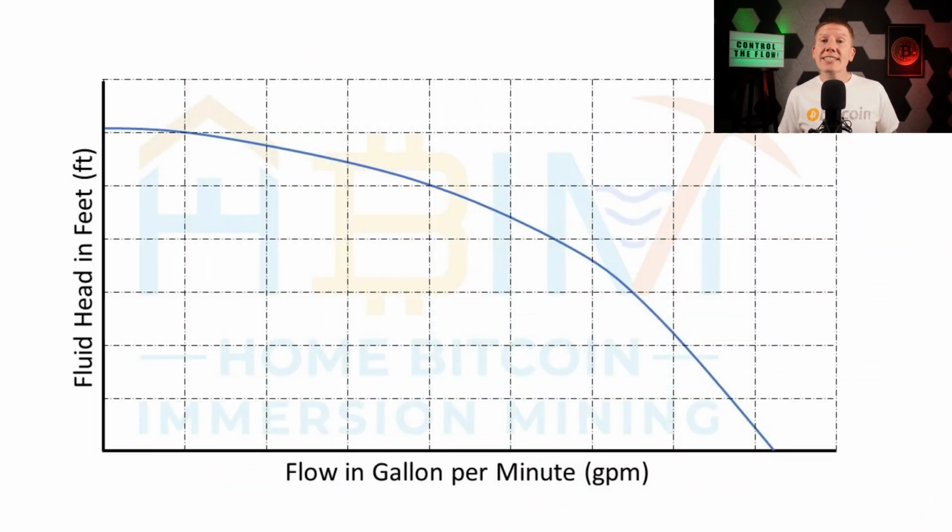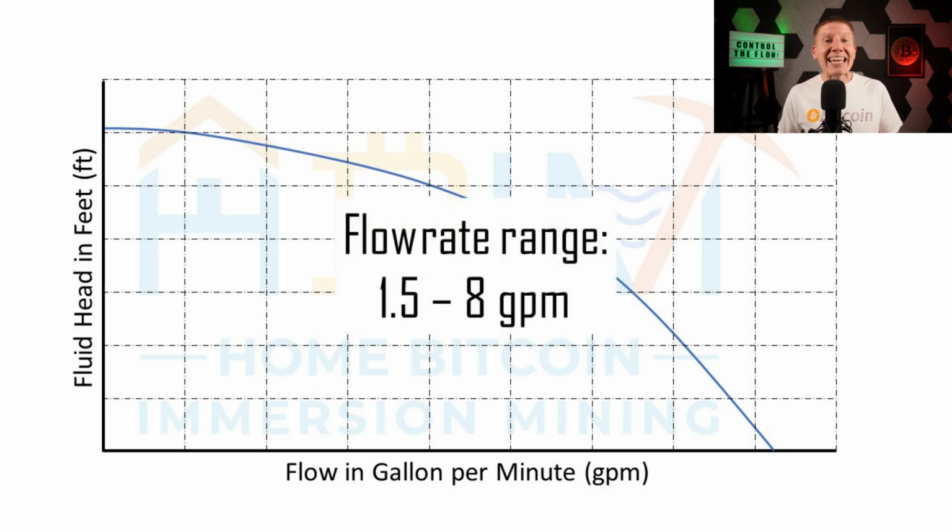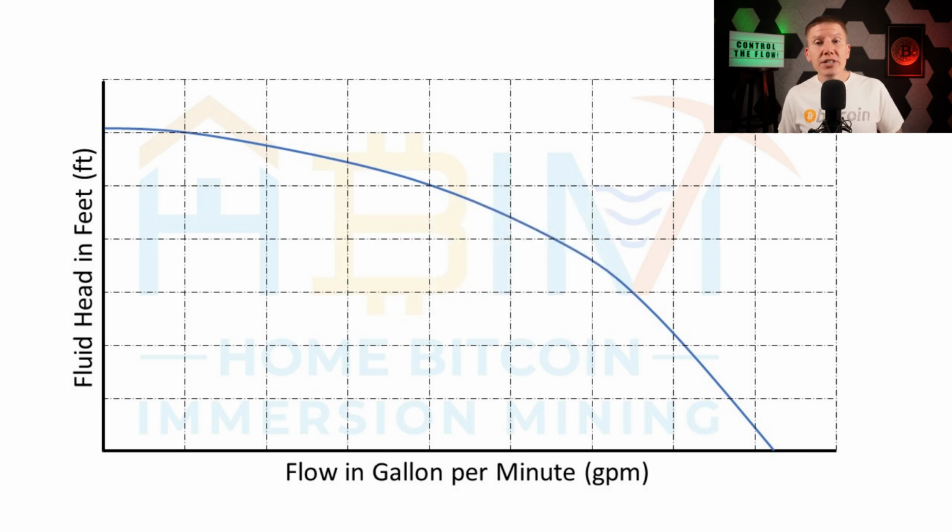So this is an example of a pump curve chart. On the horizontal axis is the flow rate, usually noted in gallons per minute, and this is where we set the target flow rate for a system. If we remember from the tank design episode, the target flow rate is going to be between 1.5 and 8 gallons per minute, depending on the number of miners you use, what type of miners, and whether you are going to use overclocking. And so with that number, the first step is to find your desired flow rate on the horizontal axis of the chart.